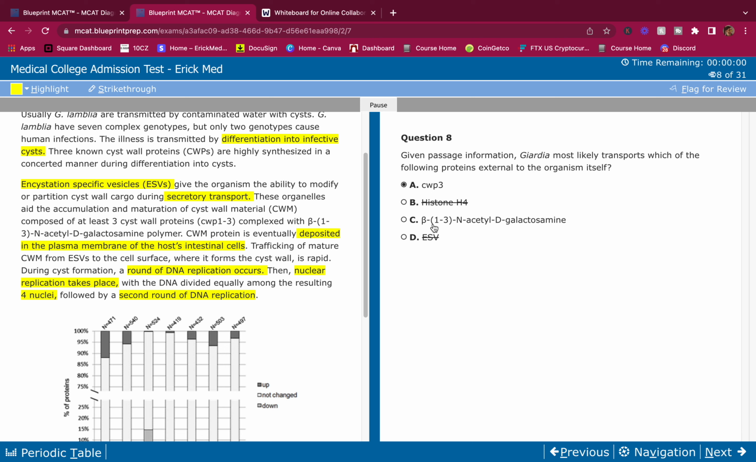This one, they talked about it just for a second. They just said, oh, it's complex with this. We don't know if this one gets incorporated into the plasma membrane of the host cell. We know CWP does. We know a cyst wall protein does, but we don't know if this one does. So this one's more supported. This one makes sense more. So I'm going to go with this one.